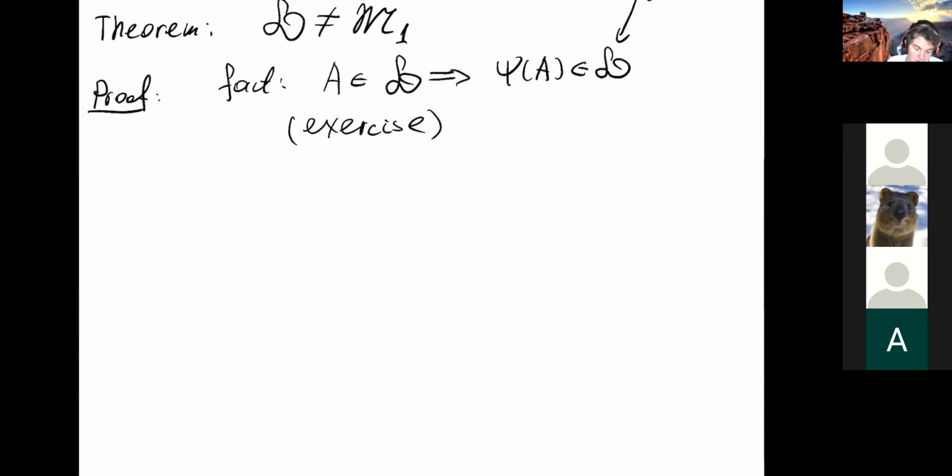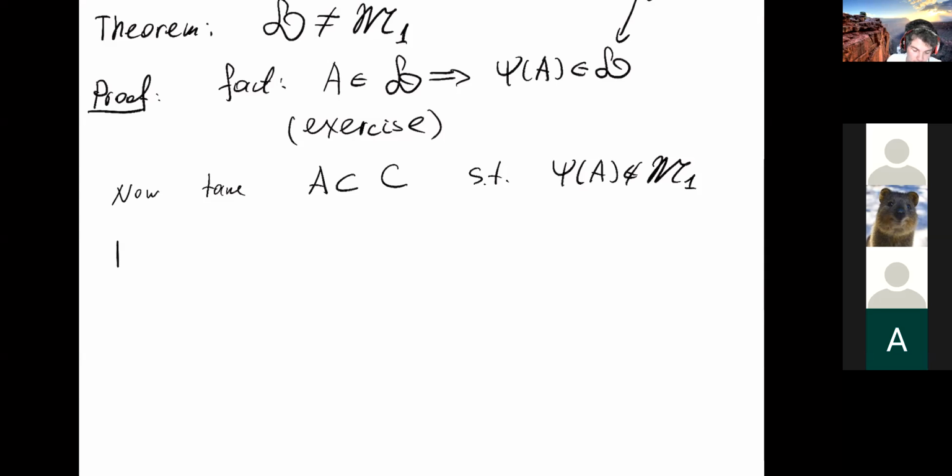And now, after we believe in this fact, we're almost done. So now take A in C such that psi of A is not in M1. So if A was Borel measurable, just a second.